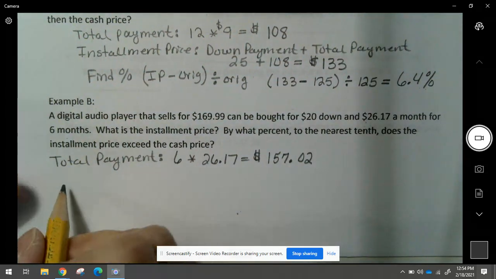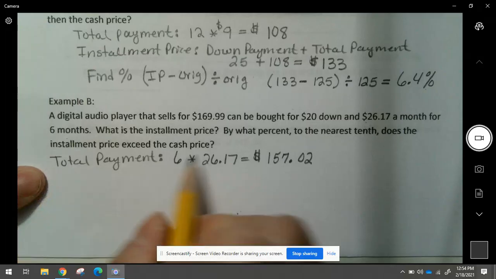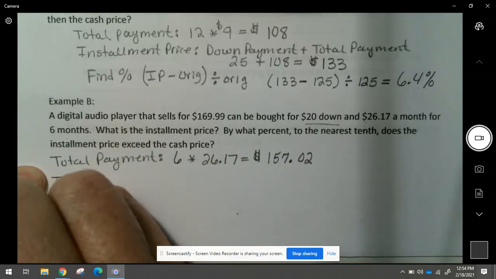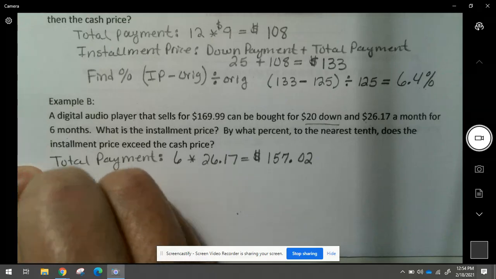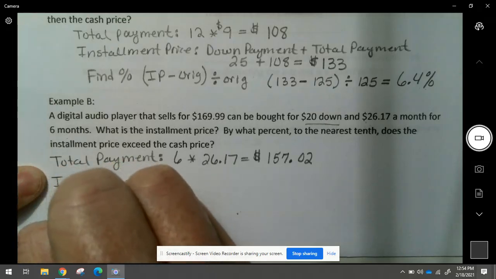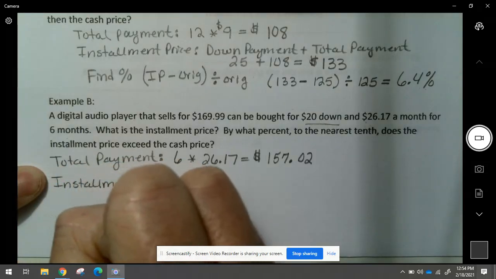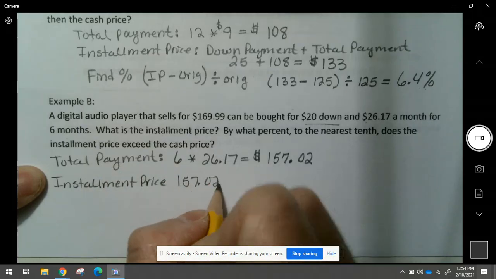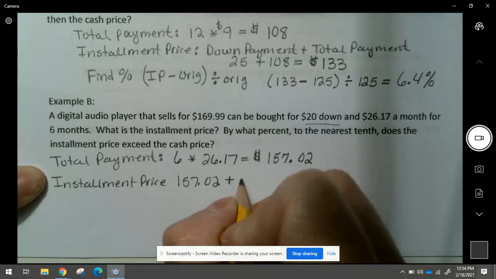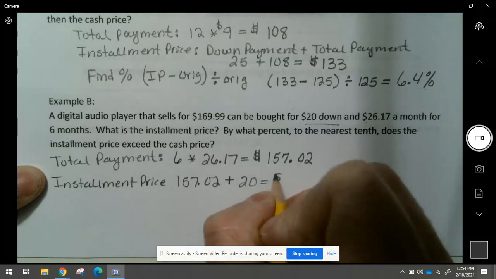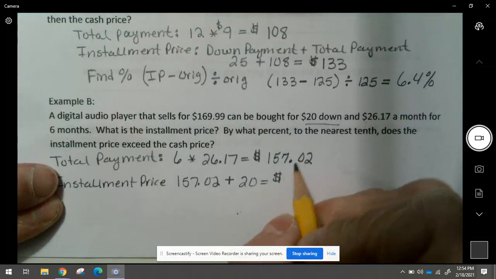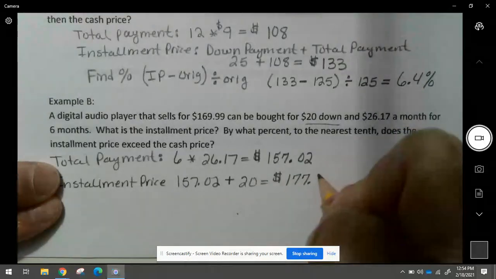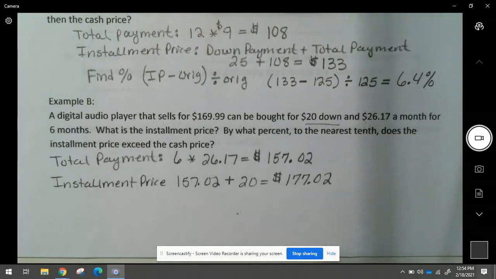All right, but I have to add in my down payment. Okay, so we're going to find the total installment plan price by taking our total, $157.02, and add to it our down payment of $20. And this is our total that we're paying for this item that would have cost us less if we would have just paid cash for it.